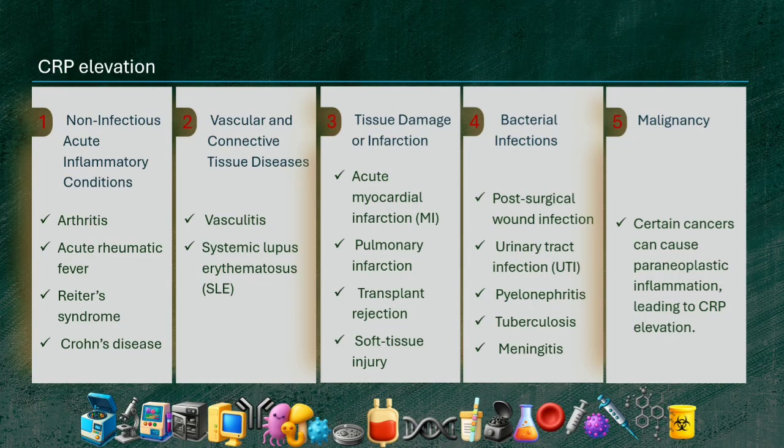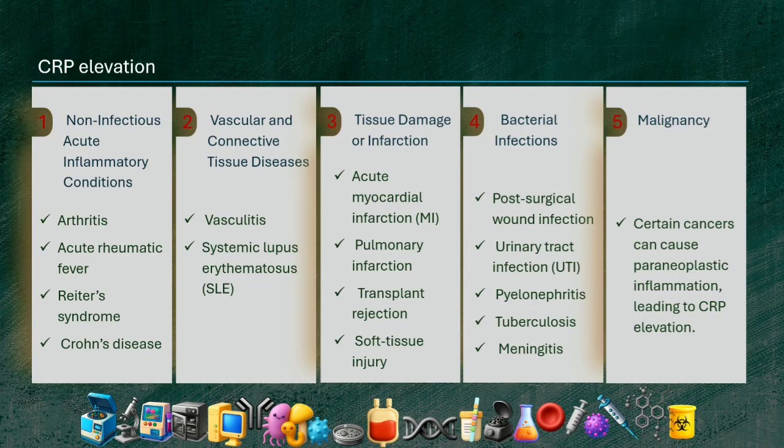Transplant rejection. CRP may rise during acute rejection episodes, reflecting immune-mediated tissue injury. Soft tissue injury. Trauma, surgery, or burns can trigger CRP elevation due to cytokine release. Note: CRP is not specific for ischemia. It reflects inflammatory response to injury, not the cause.